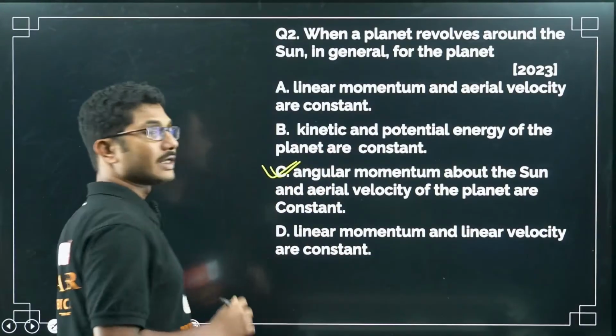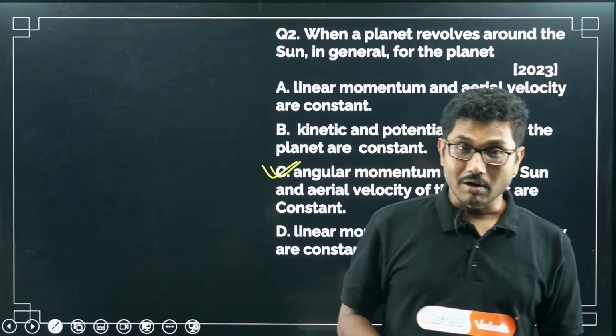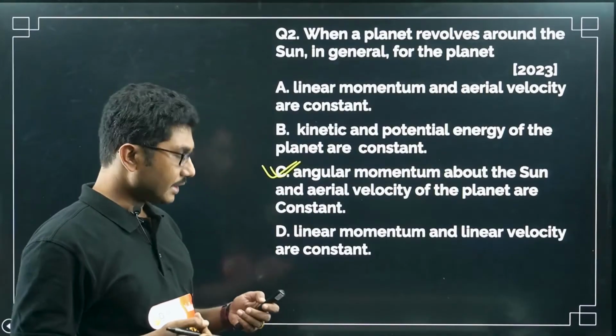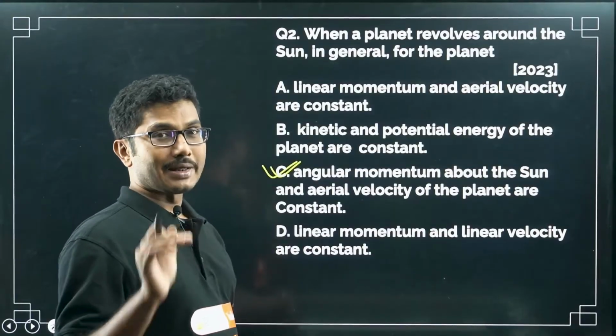Areal velocity is constant, that we know from Kepler's law. We have learned that yesterday, and angular momentum is definitely constant in this case. So angular momentum about the sun and areal velocity of the planet are constant.